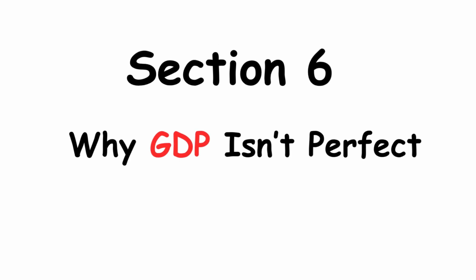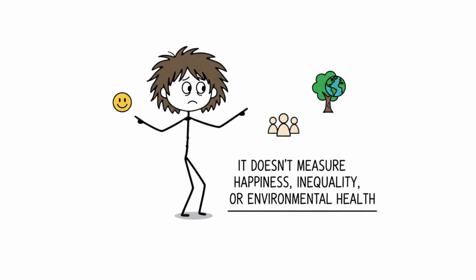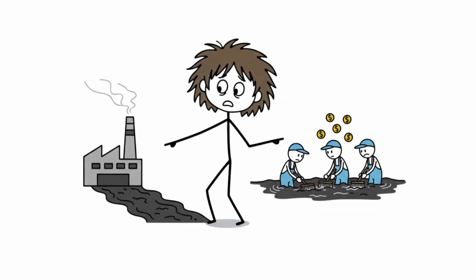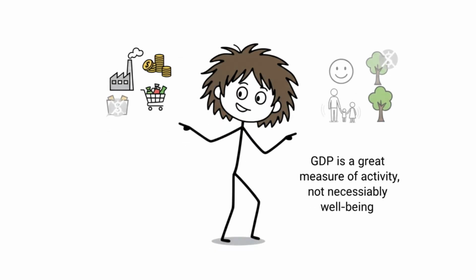Section 6. Why GDP isn't perfect. Here's the thing, GDP doesn't tell the whole story. It doesn't measure happiness, inequality, or environmental health. If a factory pollutes a river, GDP still goes up because money was spent cleaning it. And unpaid work, like parenting or volunteering, never shows up. So GDP is a great measure of activity, not necessarily well being.